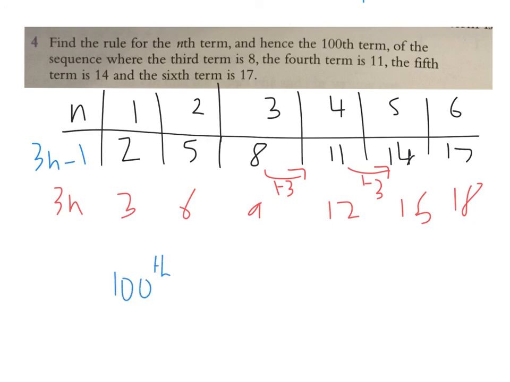The 100th term then would be 3 times 100, which is 300. Take away 1, which gives you 299.